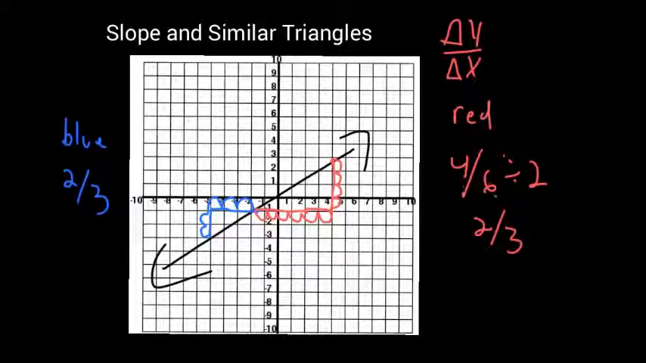So both the red and the blue triangles have the same slope, and that's because they're on the same line.